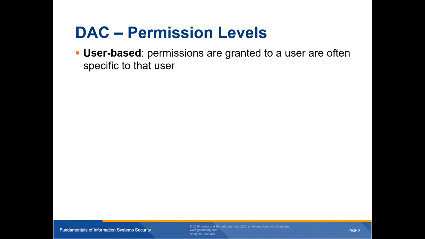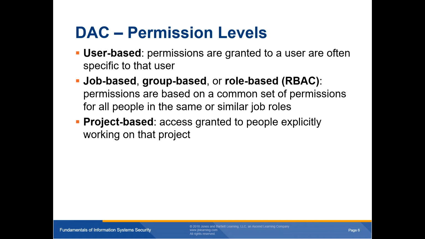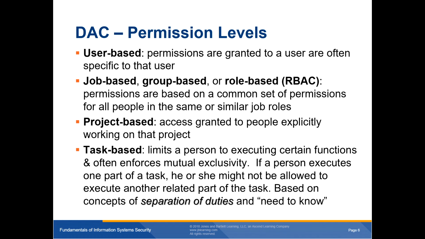User base. Permissions granted to a user are often specific to that user. Job-based, group-based, or role-based. Role-based is called RBAC. Permissions are based on a common set of permissions for all people in the same or similar job roles. Project-based. Access is granted to people explicitly working on that project. And finally, task-based. This limits a person to executing certain functions and often enforces mutual exclusivity.